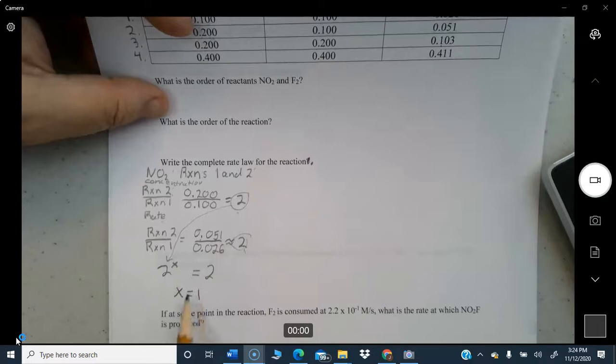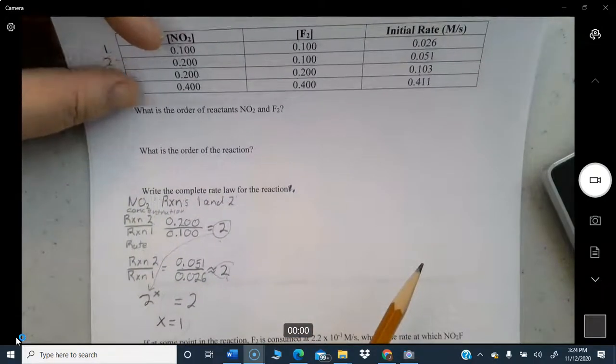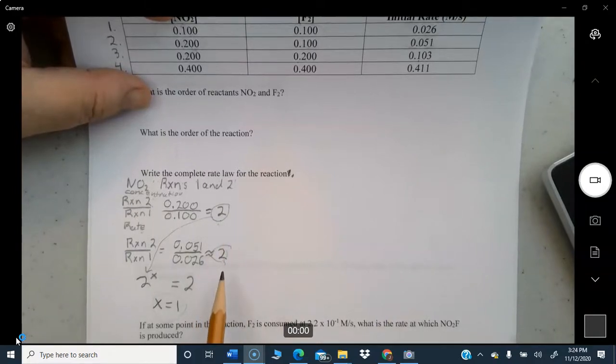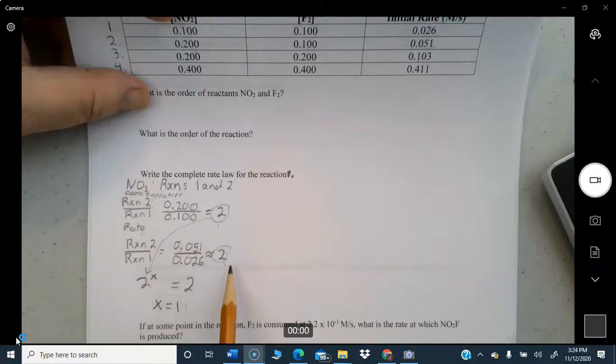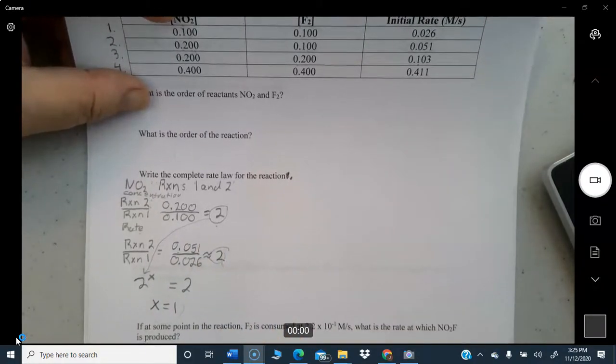So what it means is it's a first-order reactant. NO2 is a first-order reactant. That's the definition of a first-order reactant. When you double the concentration, it doubles the rate. If you tripled the concentration, it would triple the rate, and so on and so forth, okay? All right, so that takes care of that.